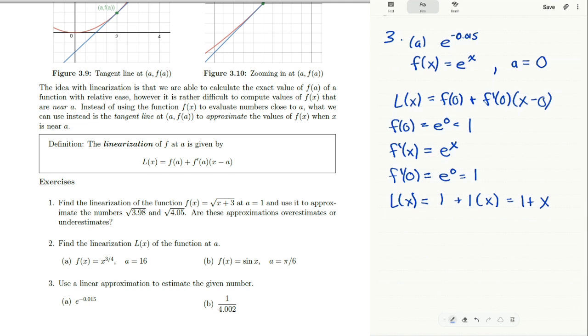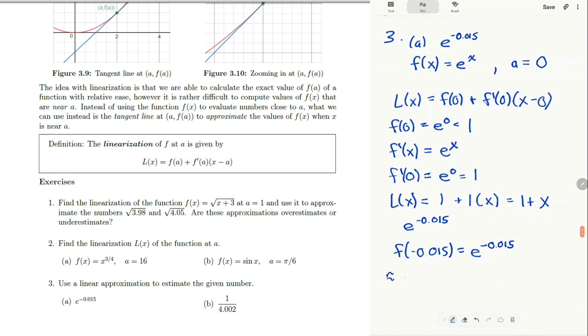So now we can use this to approximate e to the power of negative 0.015. We need to determine the value of x such that it will be equal to e to the negative 0.015 when I substitute it into f of x. So if we choose x to be negative 0.015, then that gives us e to the power of negative 0.015. And so our x value is going to be negative 0.015.